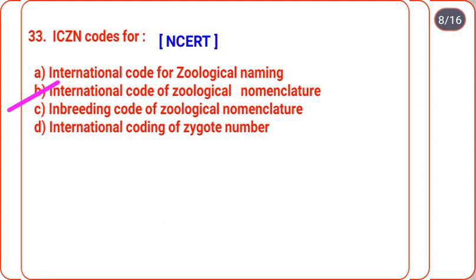100% correct. Inbreeding code of zoological nomenclature, no. Internal code for zygote number, no. Sorry, B is our correct answer. Question 33, option B is our correct answer.